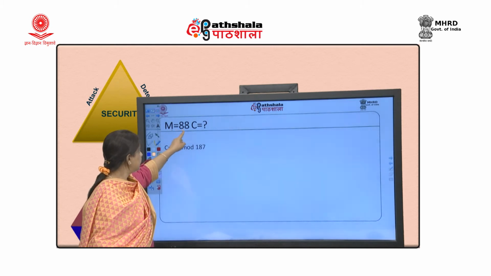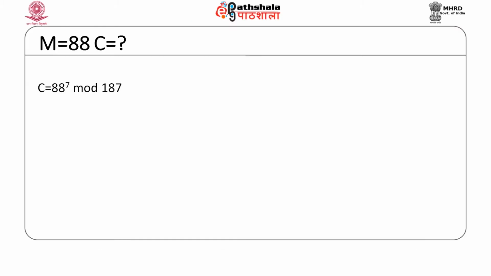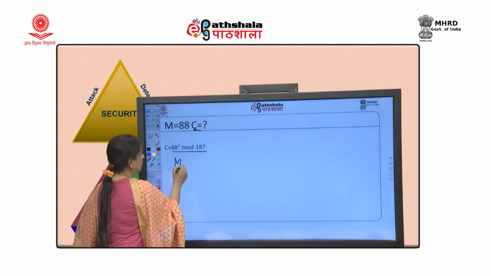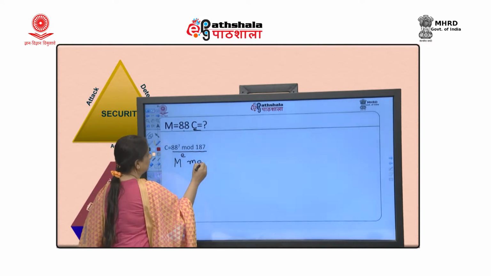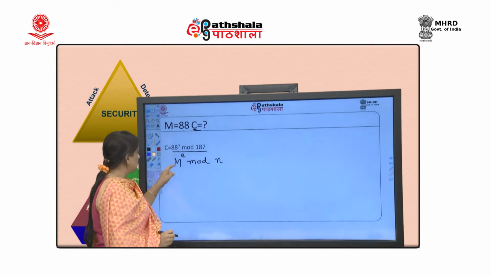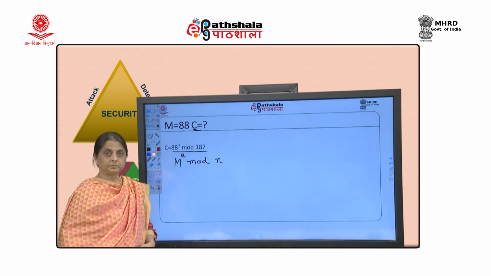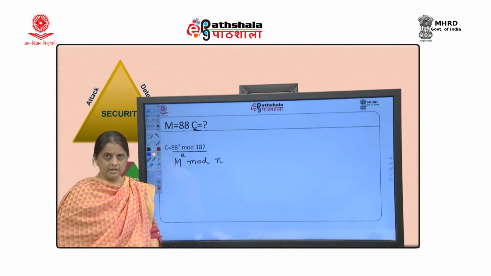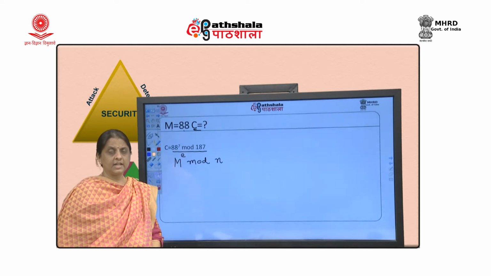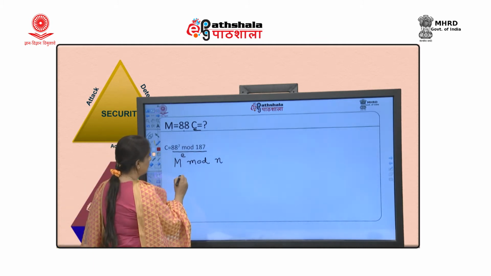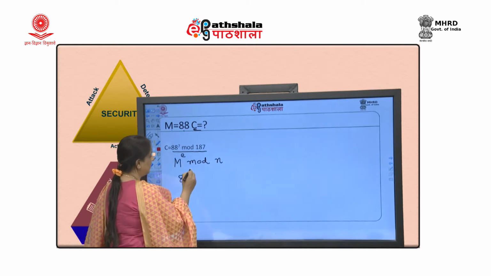We want to pass a message, that is 88, and we want to calculate the ciphertext. So, as per our equation, what we have to do is m raised to e mod n. So, you have m to be 88, e to be 7, mod 187. You have used a calculator up till now. Your scientific calculator can compute 88 raised to 7 or not. Just check it out.